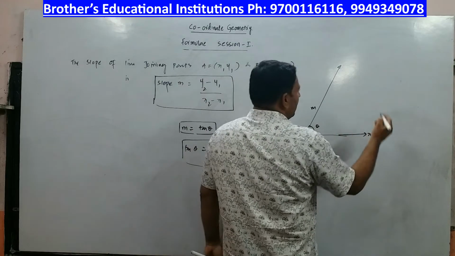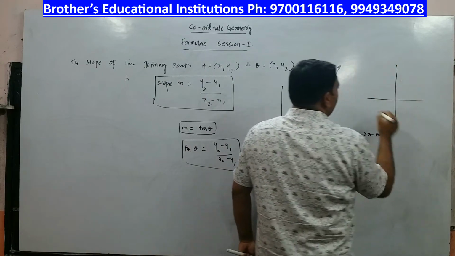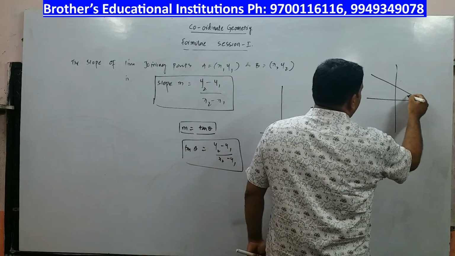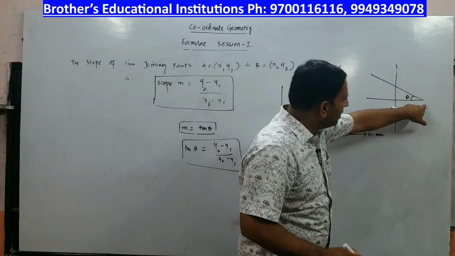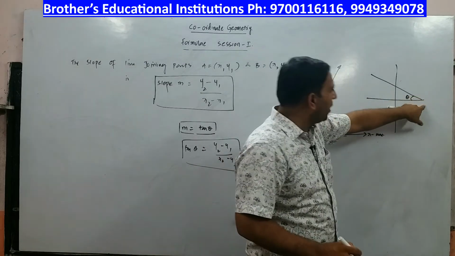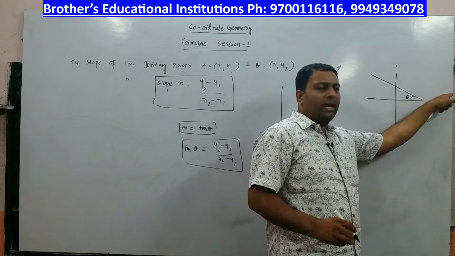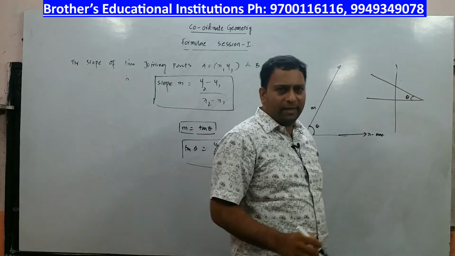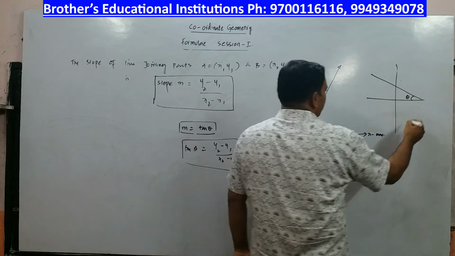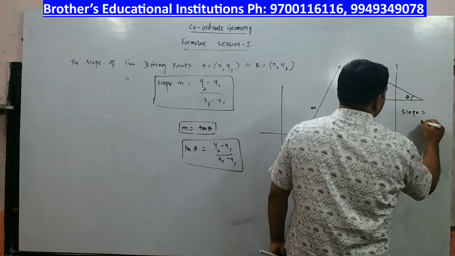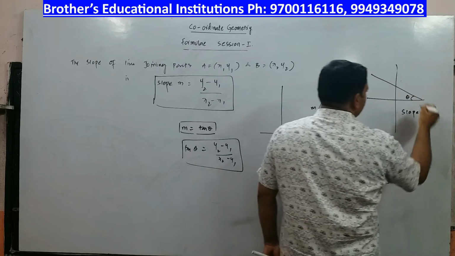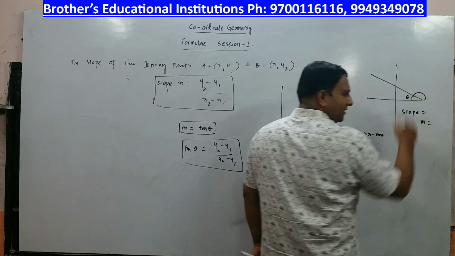Now let us say the line is inclined at theta with the negative x-axis. Now this is the negative x-axis. You may ask me, sir, this is on the positive side. Even though it is on the positive side, we measure angle in this direction. So this is the negative x-axis. Then what is the formula for slope? Then slope for this line, m is equal to what?